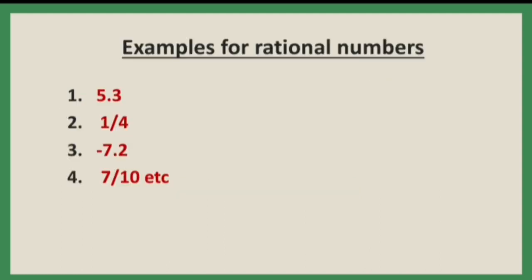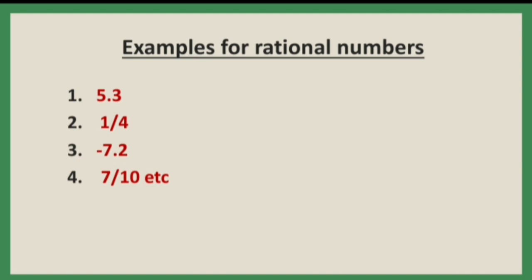Let us see some examples of rational numbers. I have taken 4 examples. Like this, you can write so many examples. So, 5.3, 1 by 4, minus 7.2, 7 by 10. These examples are in fraction form and decimal form also, because decimals can also be written in fraction form. So, we consider decimals also as rational numbers. Like this you can list many examples, which include negative and positive numbers, in decimal form or in fraction form.